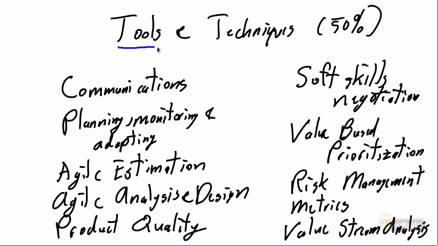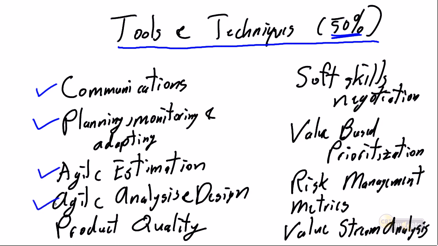But as a bit of a preview to what's coming in those future nuggets in this series, tools and techniques, again, 50% of all of your questions, so 60 of your questions, are going to be related to how do we communicate in an agile way? How do we plan, monitor, and adapt in an agile way? How do we do agile estimating? How do we do agile analysis and design? And yes, there is analysis and design in Agile.